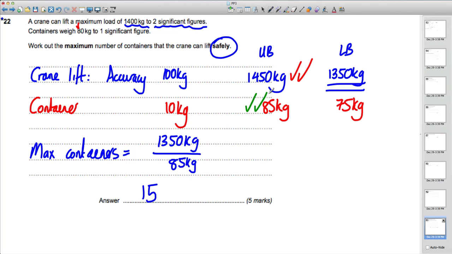You would do the 1350 divided by 85. You get 15.8, but you would round down to 15 there, because that would be the maximum you would risk for safety purposes.